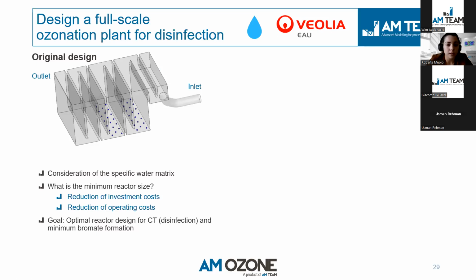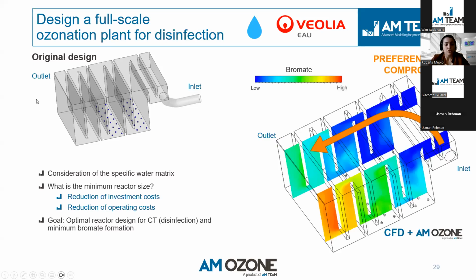So this is a first case example in France. It's a project in collaboration with Veolia, where we helped and supported the design stage of a new-to-build ozonation reactor for disinfection. So here on the left, you see the original design with some inlet and outlet and the baffling configuration. And the main goal was to optimize this original configuration to maximize the disinfection, so the contact time, and minimize the bromate.